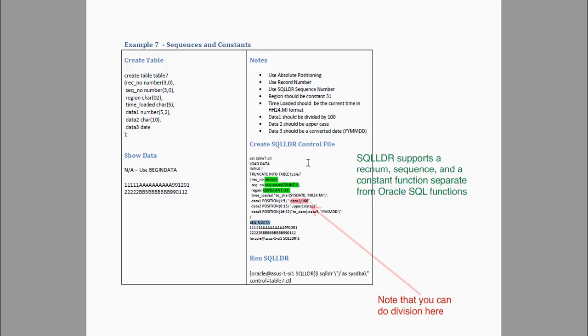Also note that we can do a few things. We can have certain sequences and constants, and in this case it is the recnum, so we can tell it this is the first record, second record, third record, as it's doing the inserts. Also note that we can do a division here. We really wanted this to be divided by 100. SQL Loader supports a number of different functions, the recnum, the sequence, and the constant functions, and these are separate from the Oracle SQL functions themselves.